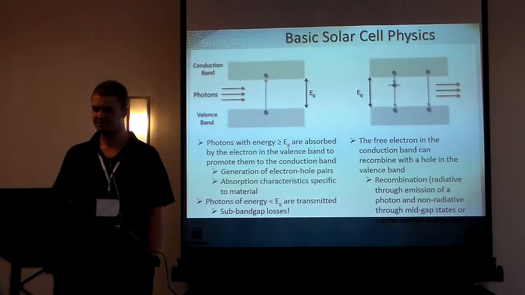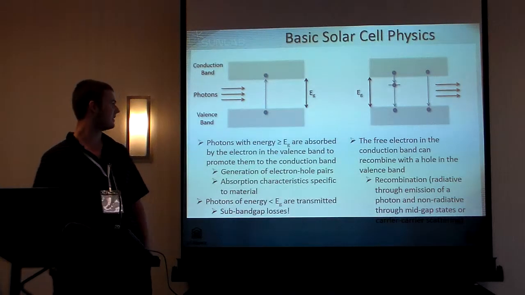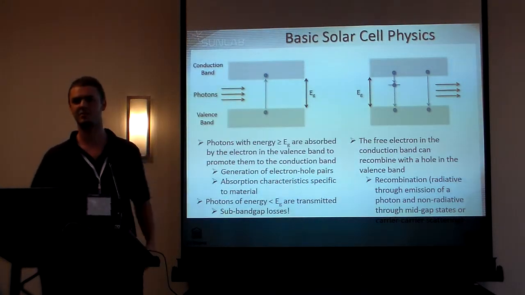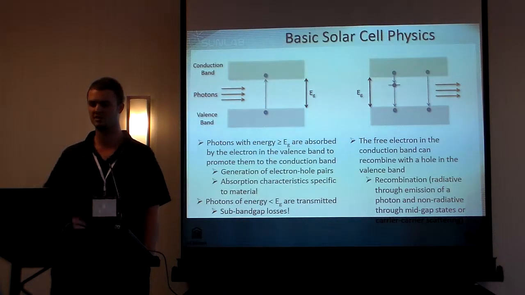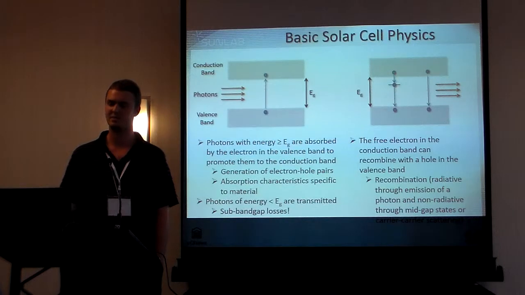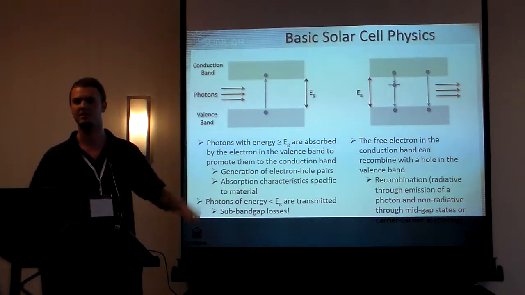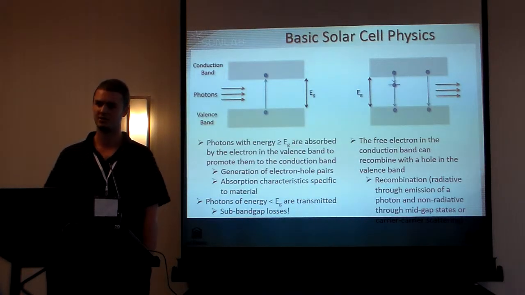in terms of cost. So solar cells are made of semiconductor, which has a valence band and conduction band separated by an energy gap that we'll just call the band gap. And when we have an incident photon of energy higher than the band gap, it will be absorbed by an electron in the valence band and promoted to the conduction band, creating an electron-hole pair.